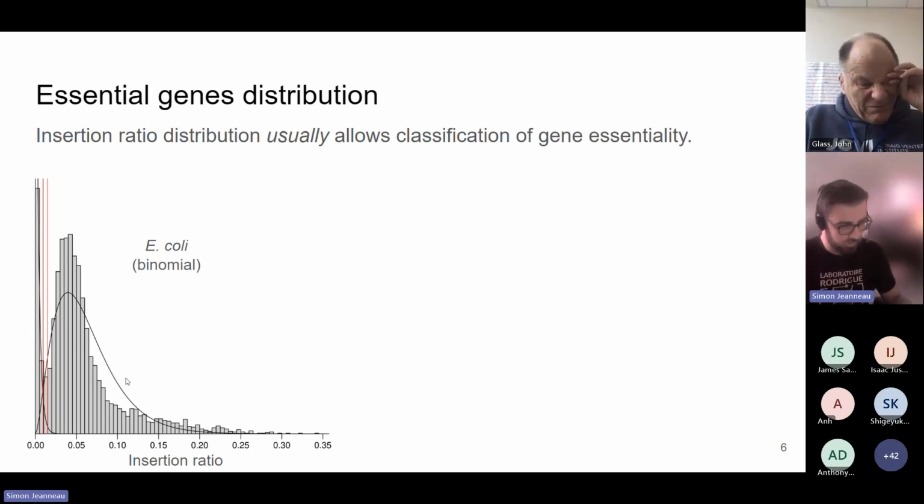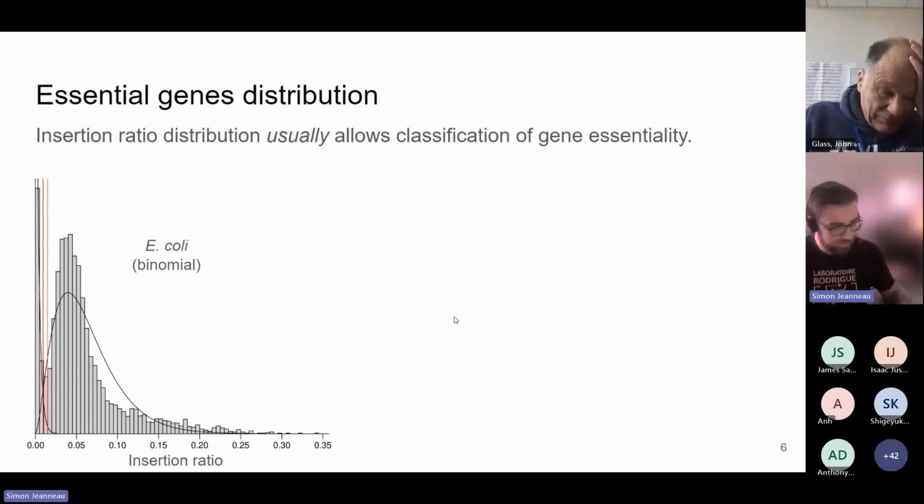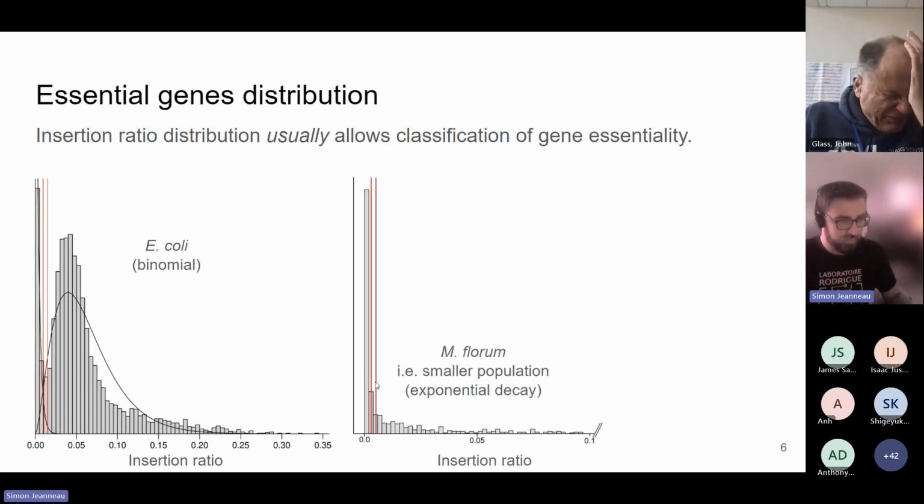But E. coli is very complicated compared to our minimal cell, quasi-minimal cell, the Mesoplasma. So here we have a very small population of genes, less than 800. So we cannot expect to have as many genes that can tolerate insertion. Mesoplasma is a lot less versatile than E. coli, for instance. So most of the genes are quite essential, and there are not enough genes that tolerate insertion to form a gamma fit population.